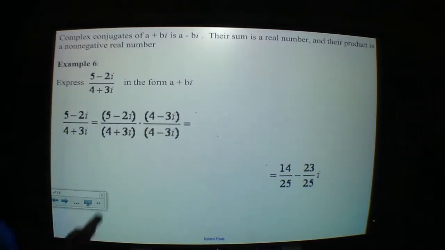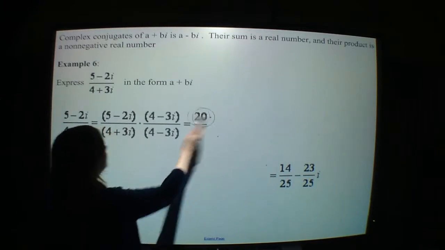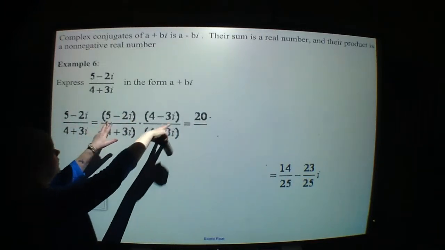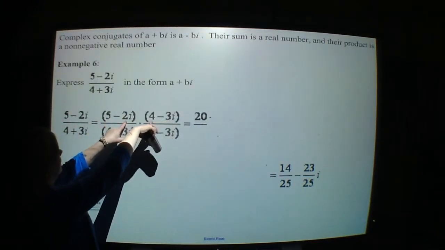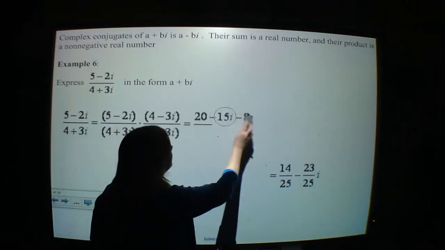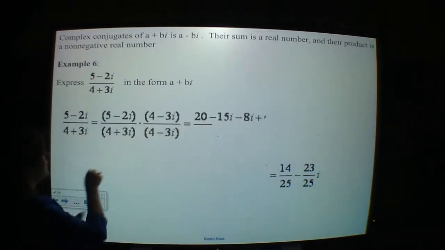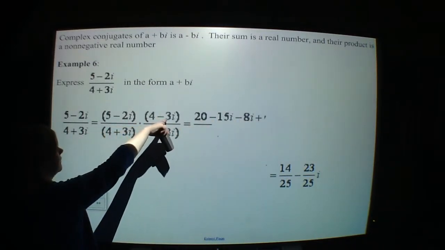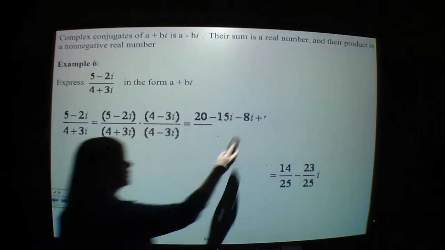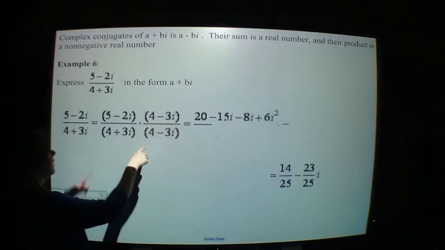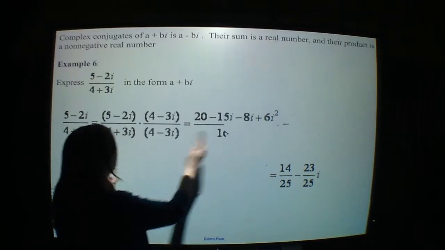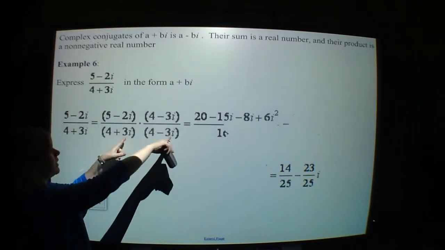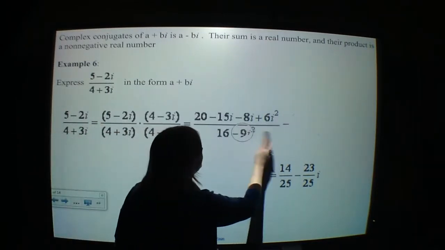FOIL, so first, outer, inner, last. When you do that, you have 20, negative 15 and negative 8 with the i's. Negative 2 and a negative 3 is positive 6i squared. 16. Outer and inner cancel out, minus 9i squared.